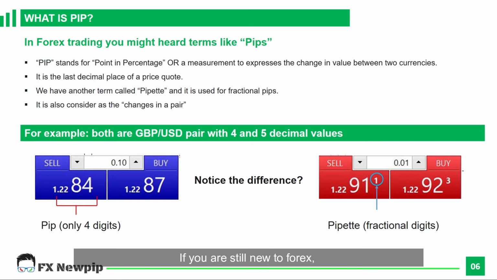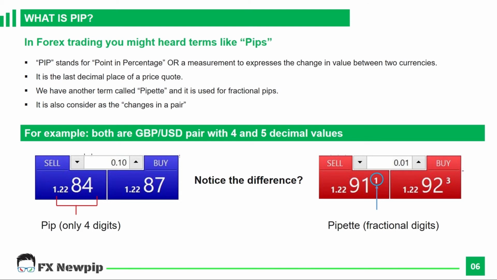If you are still new to Forex, in the future you will see there are two types of decimals in Forex quotes. The first one is in 4 decimal places, and the second one is in 5 decimal places. The difference is 4 digits and 5 digits. If you notice the 5-digit decimal value in the right side photo, there is one extra digit. That is called a pipette or fractional pip.